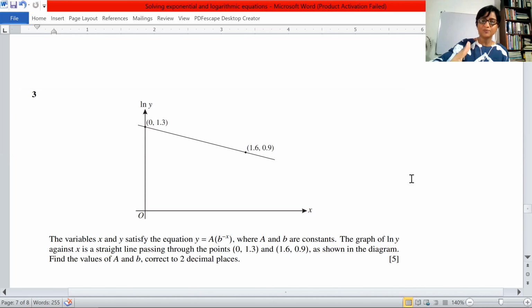Okay, so they have given you the transformed graph. They have plotted it for you. So let's read this and see. It says the variables x and y satisfy the equation y equals capital A times small b to the power of minus x. Okay, don't worry, your x is minus there, where a and b are constants. The graph of ln y against x is a straight line passing through the points this and this, as shown in the diagram. They have given you the intercept and 2 points so that you can calculate the gradient, right? Find the values of a and b, correct to 2 decimal places. Okay.